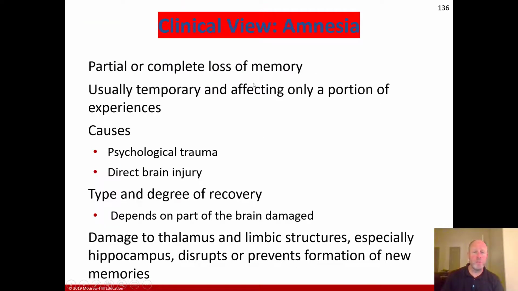Amnesia is a partial or complete loss of memory. It's usually temporary and affects only a portion of experiences, like psychological trauma or direct brain injury. The type and degree of recovery depends on the part of the brain that's damaged. Damage to the thalamus and limbic structures, especially the hippocampus, disrupts and prevents formation of new memories.